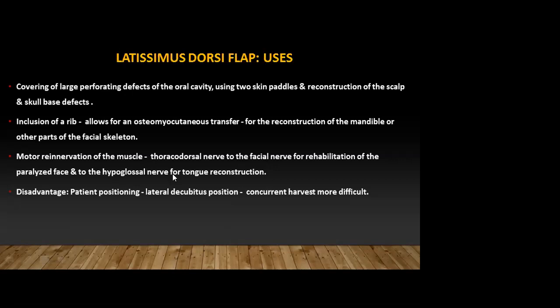The motor innervation of the muscle is via the thoracodorsal nerve, and this nerve can be anastomosed to the facial nerve for rehabilitation of the paralyzed face and also to the hypoglossal nerve for tongue reconstruction. The disadvantage of the flap is the patient positioning. The patient needs to be in the lateral decubitus position. So concurrent harvesting of the flap is difficult if we are going for a head and neck resection and reconstruction.